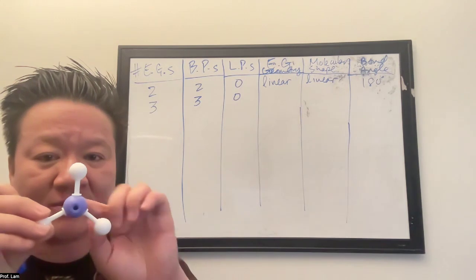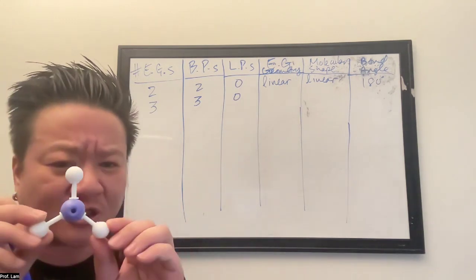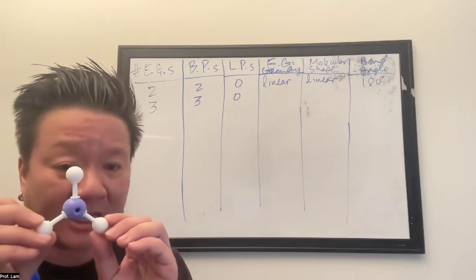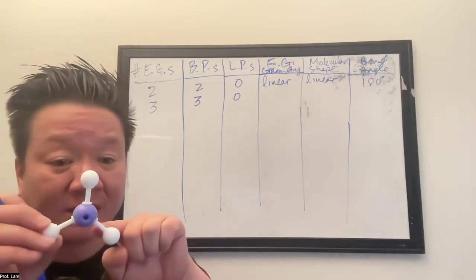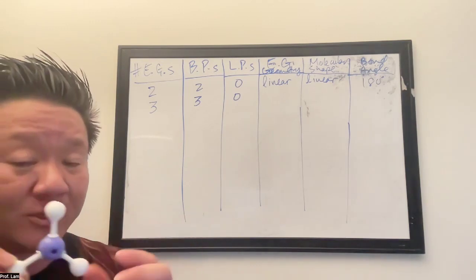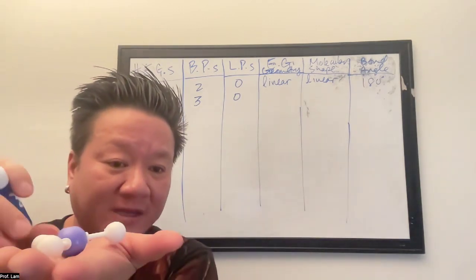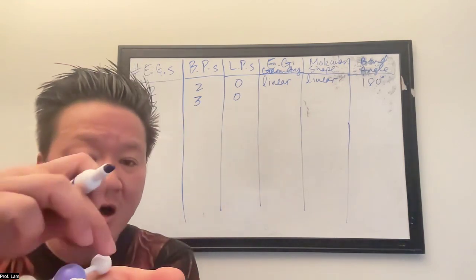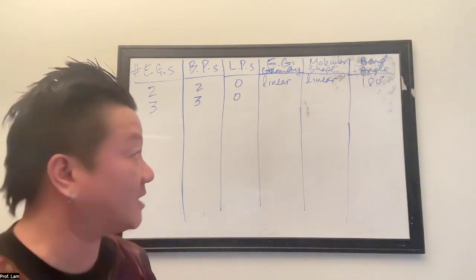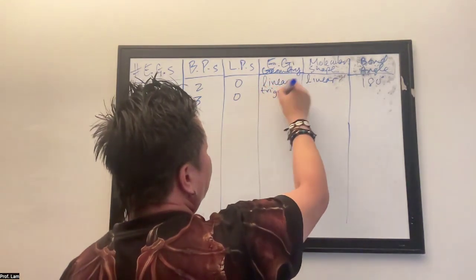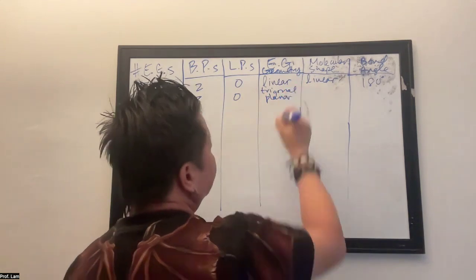Electron group geometry, so this triangular looking thing is called trigonal planar. Trigonal because you got 3 legs, kind of like a tripod, right? Trigonal. And planar because it's flat. See how it's flat? Okay. All these atoms are in the same plane. That's why it's called that. So we're gonna put here trigonal planar.